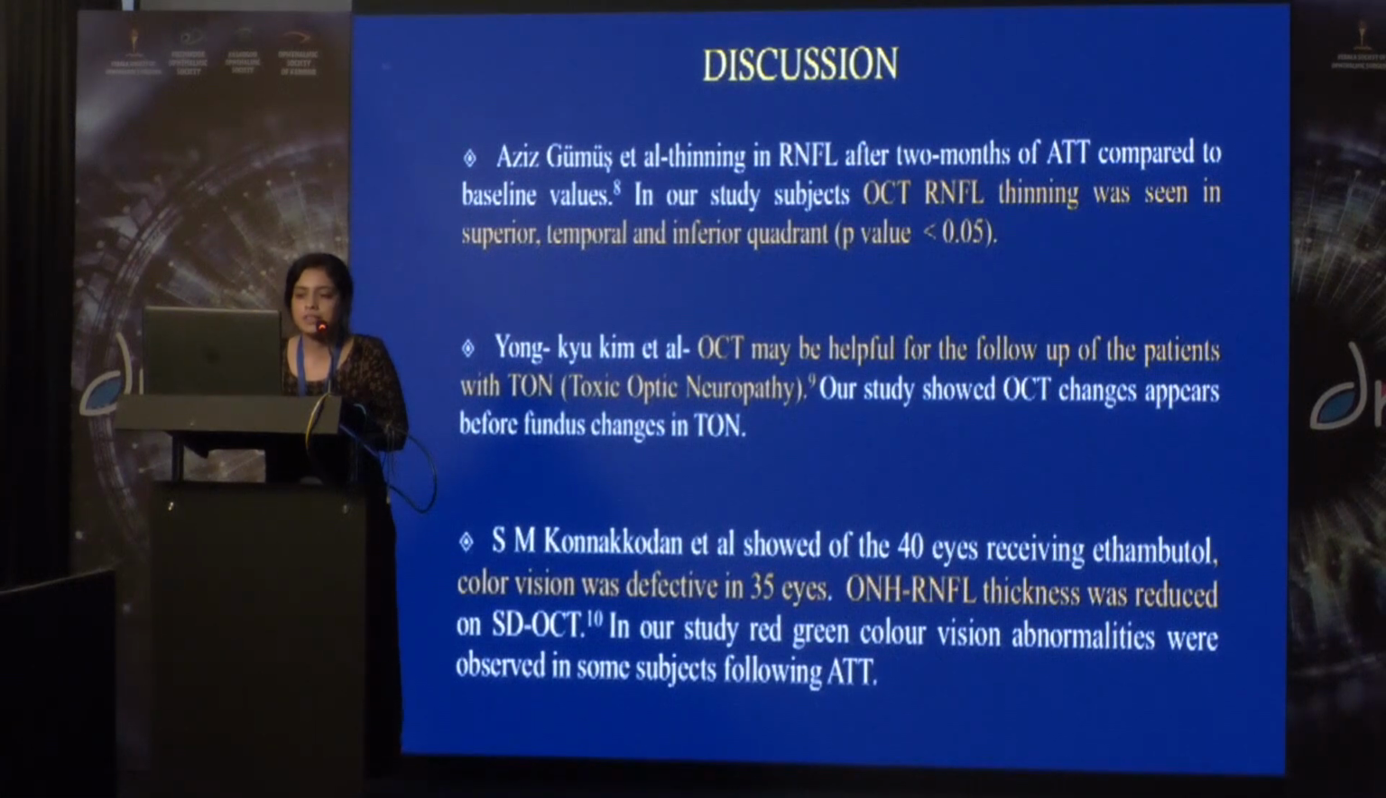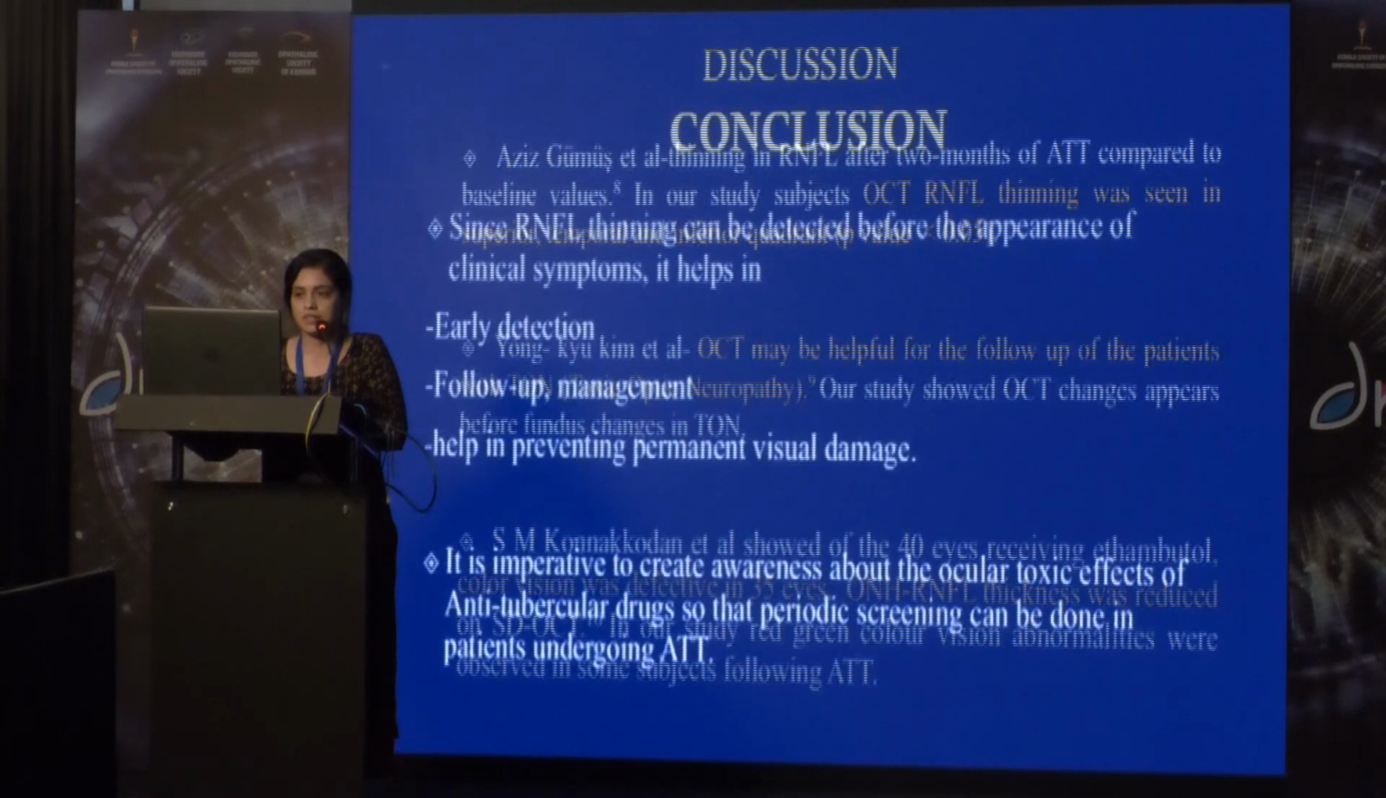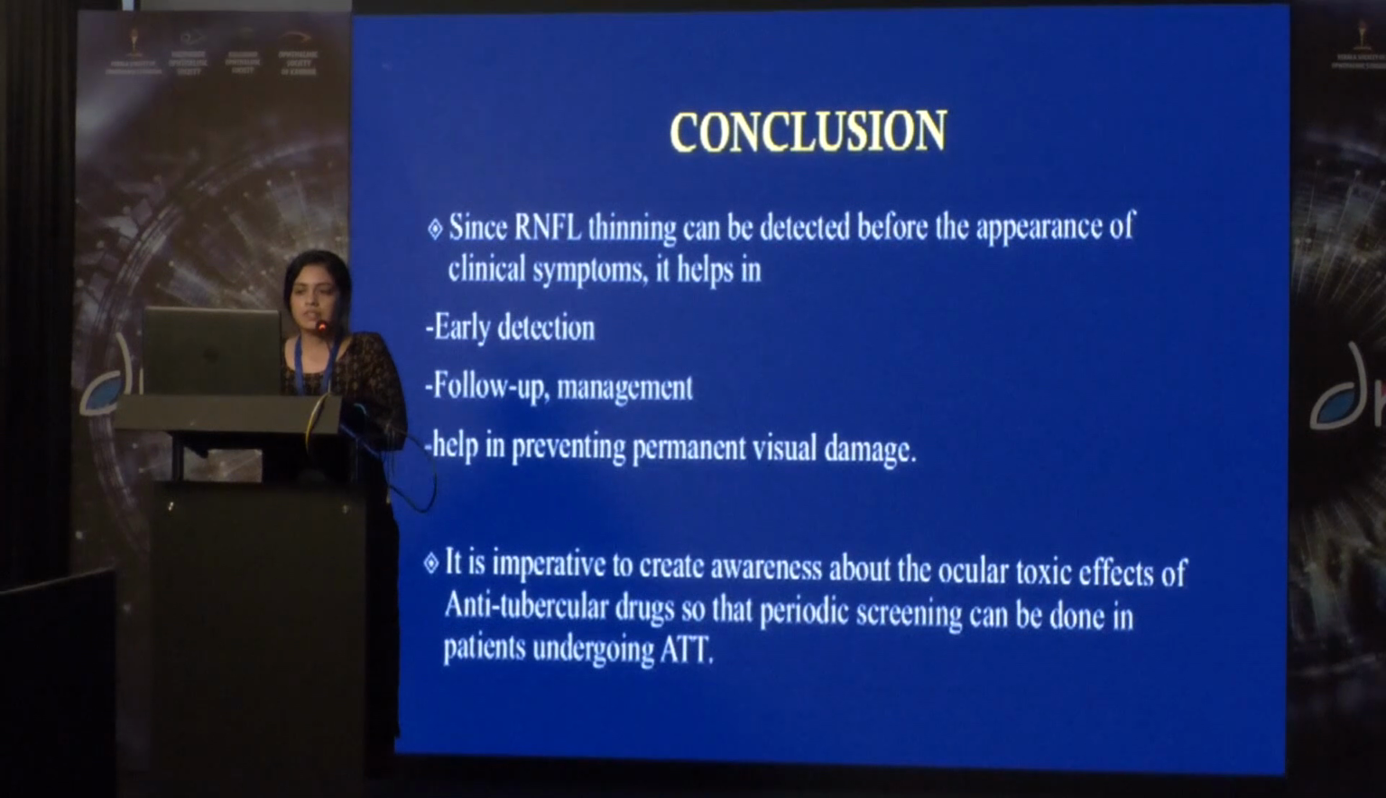SM Konakorden et al. showed that out of 40 eyes receiving ethambutol, color vision was defective in about 35 eyes, while in our study only 8 out of 52 eyes showed color vision abnormalities. Since RNFL thinning can be detected before the appearance of clinical symptoms, it helps in early detection, follow-up, management, and it can help in preventing permanent visual damage.